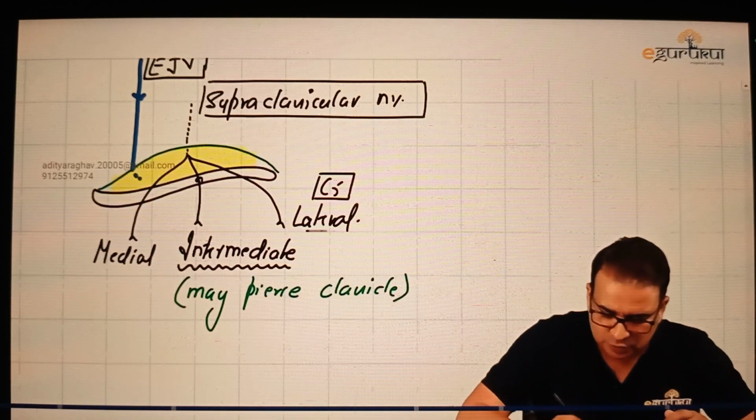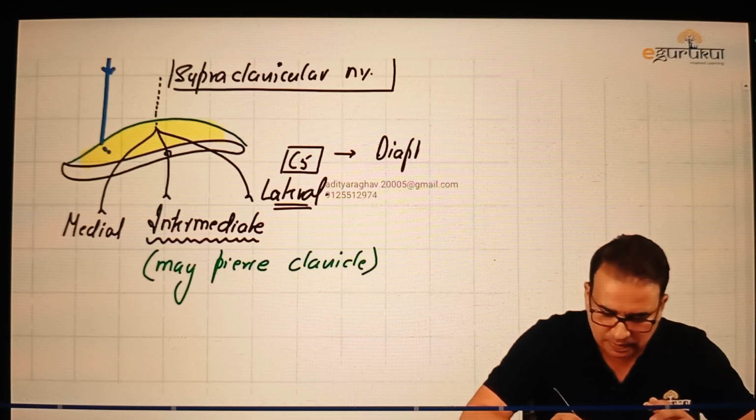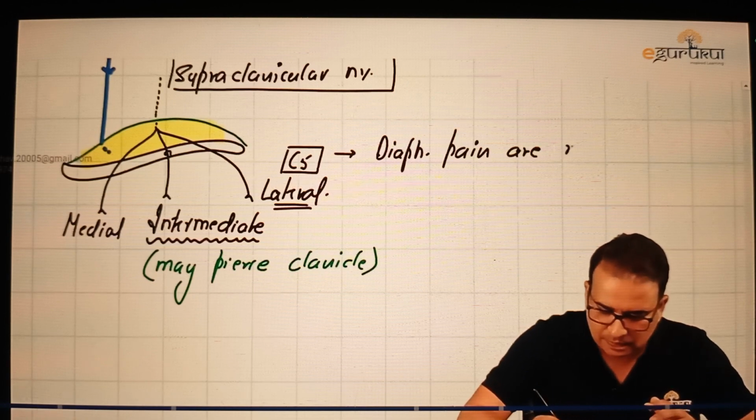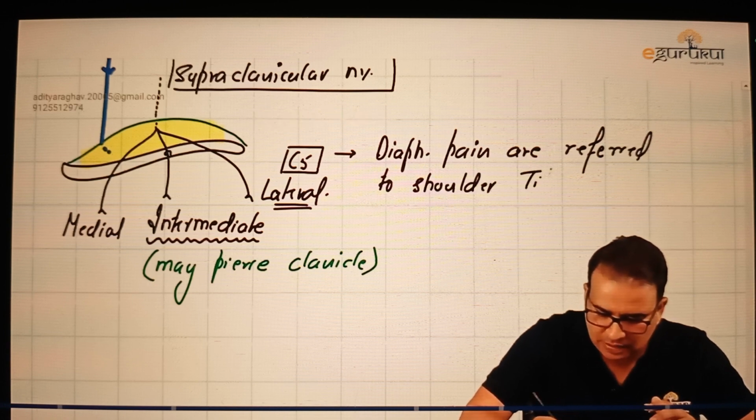So because this lateral branch of the supraclavicular nerve has a C5 dermatome, diaphragmatic pain is referred to the shoulder tip.